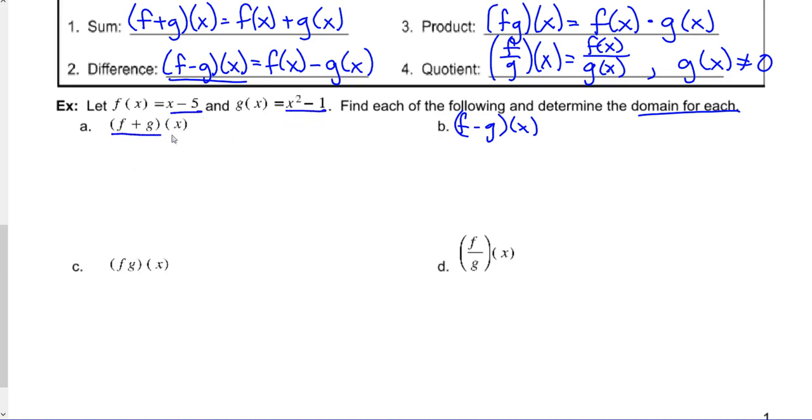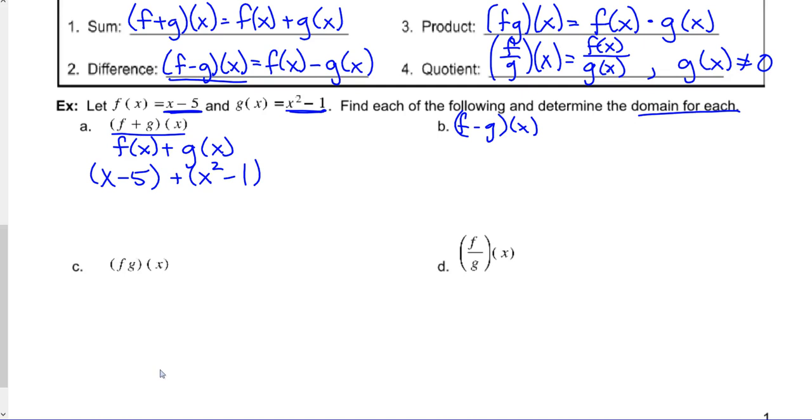So by definition of f plus g of x, that means that I need to take f of x and add to that g of x. So I'm going to find f of x, which is this x minus 5. So I'm going to do x minus 5. Then I'm going to add to that this guy, which is x squared minus 1. Now this goes back to the idea when we are combining like terms. How do I simplify this?